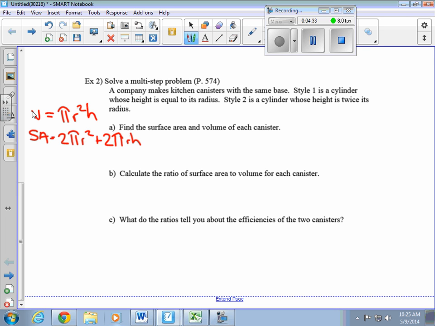So if we look at canister 1, the volume is going to be pi times r squared times h. Well, it says in style 1 that the height is equal to the radius, so that's just another r. So in this case, it's going to be pi r cubed.